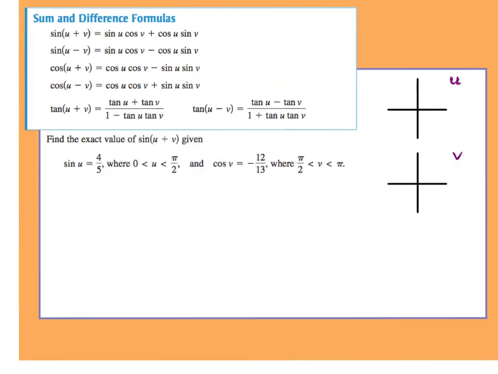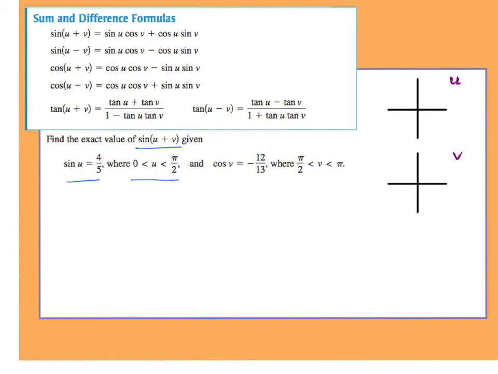So this one, I need to find sine of u plus v, and I'm given lots of restrictions. I have sine of u equal to 4/5, where u is between 0 and pi over 2. Well, what does that 0 to pi over 2 mean? Where am I going to draw this triangle? In the first quadrant. That's what that means.